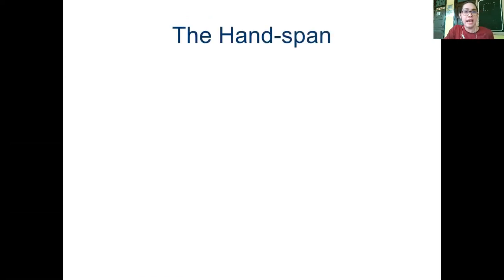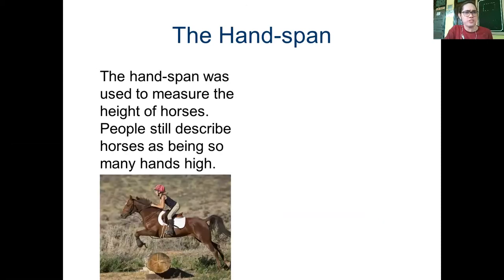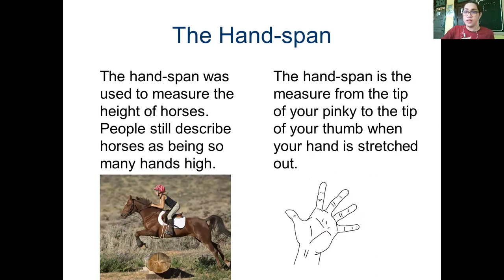So next, the handspan. We are familiar with this one. The handspan was used to measure the height of horses. People still describe horses as being so many hands high. To illustrate, we can show a handspan using our body parts, of course. The handspan is the measure from the tip of your pinky to the tip of your thumb when your hand is stretched out.